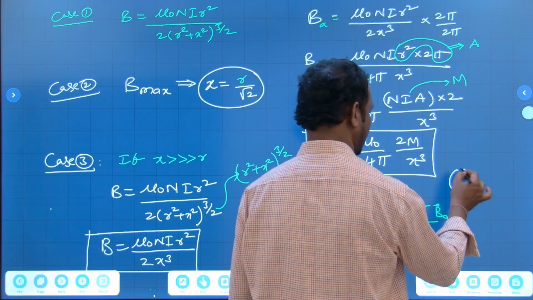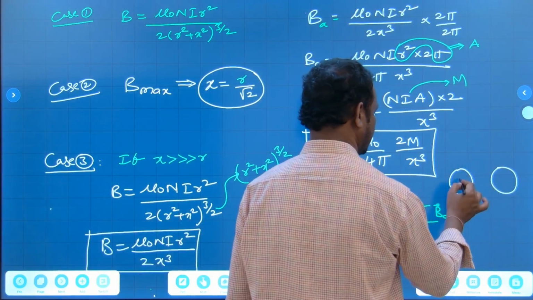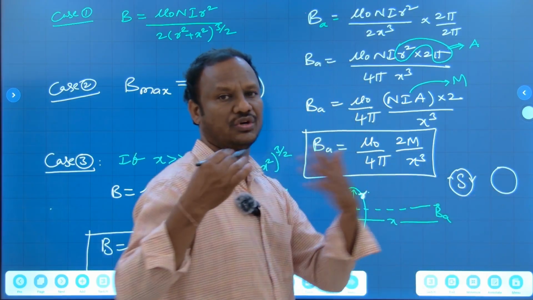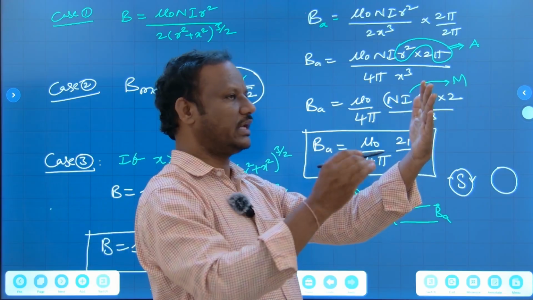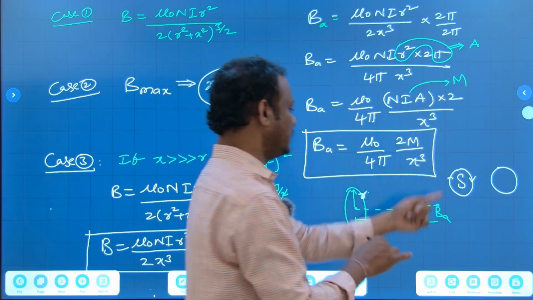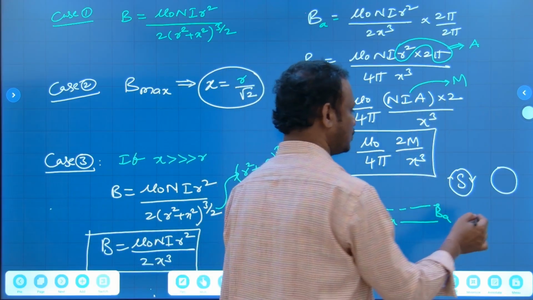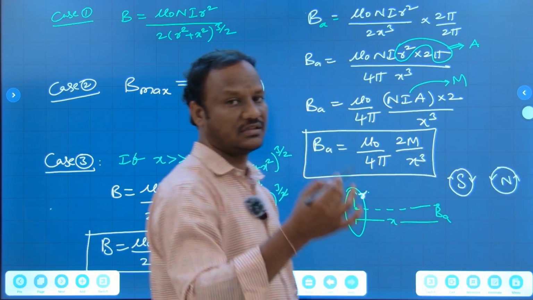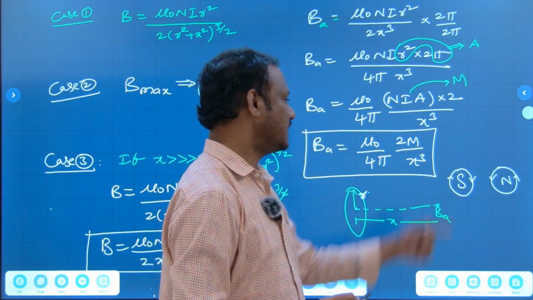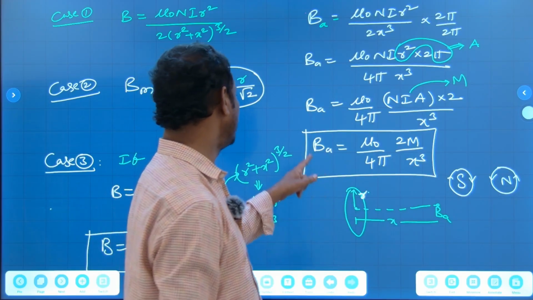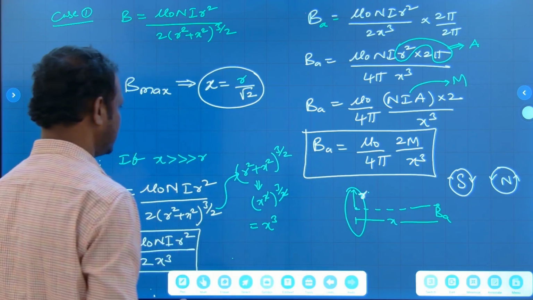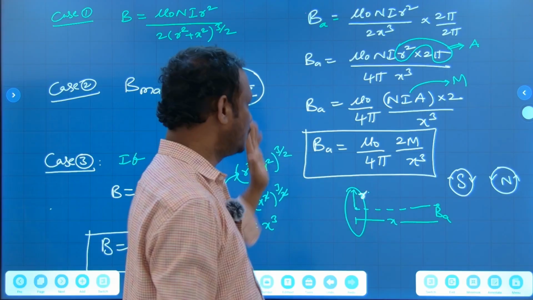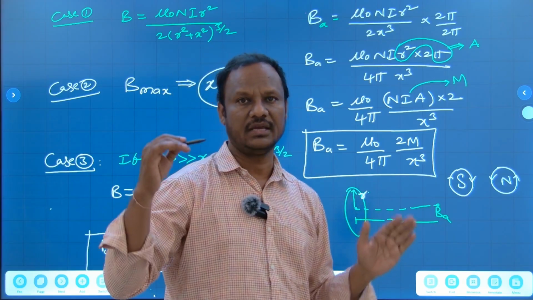Already we discussed it earlier. If the current is passing through the coil, with the coil facing you, and the current is in the clockwise direction, it acts like a south pole. If the current is in the anti-clockwise direction, the face which is towards you acts as a north pole. So this is case 3. We have just proved in terms of magnetic moment that the coil acts like a magnet.